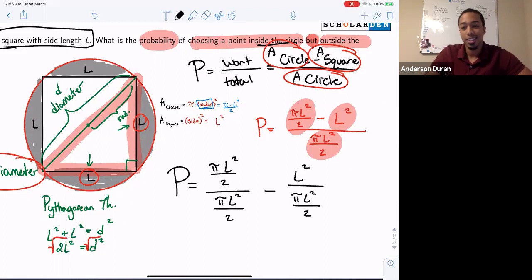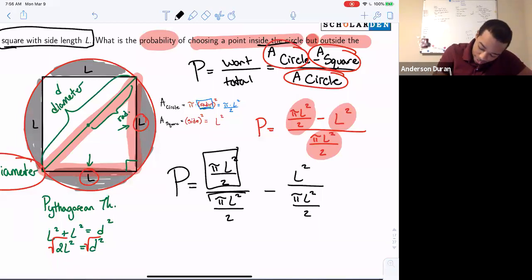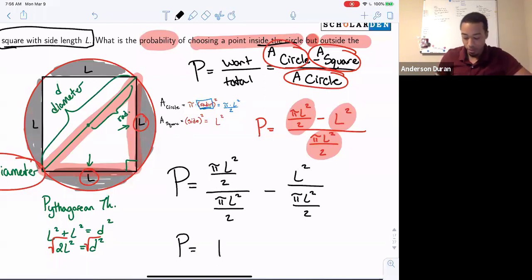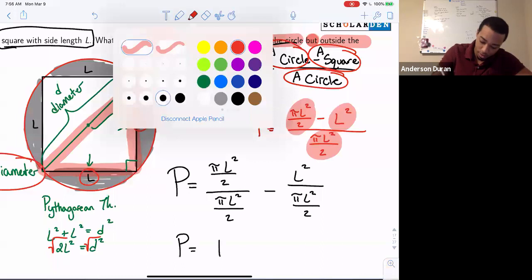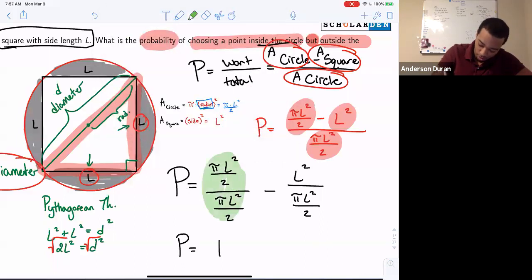Who knows why I did this? What's going to happen over here? Yeah, it cancels out. It simplifies to 1 because anything divided by itself is 1. So I did that on purpose. This becomes 1. That becomes 1.